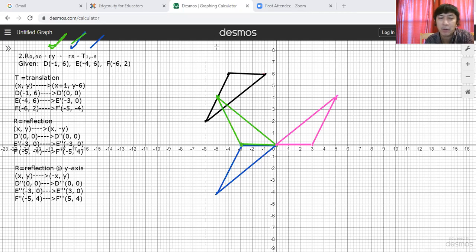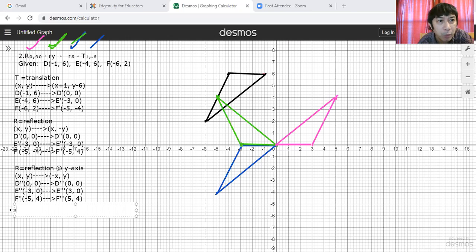Okay, the final operation will be rotation. Rotation about the origin, positive 90 or 90 degrees counterclockwise. All right, so we're going to return to the dark text and then we shall use the text here. Okay, so over here, we're now doing the rotation.